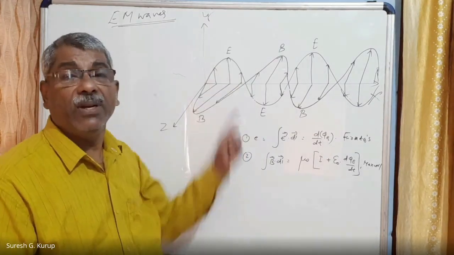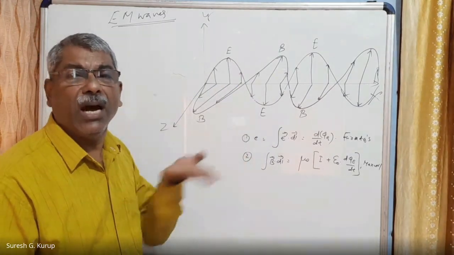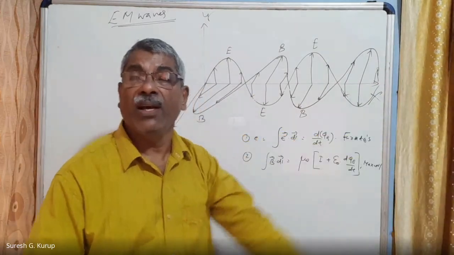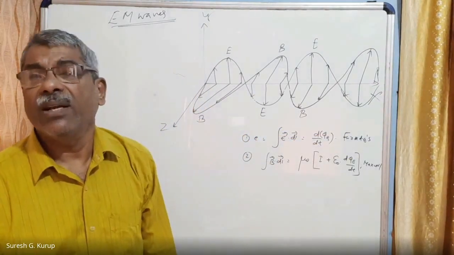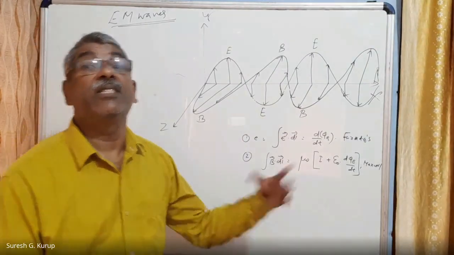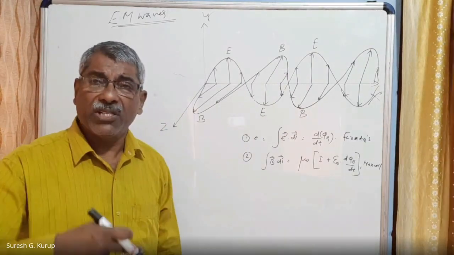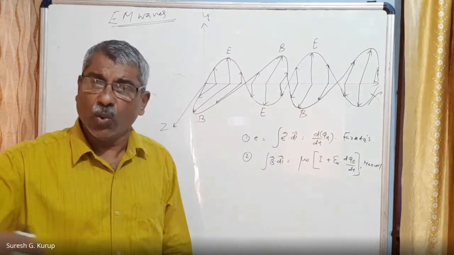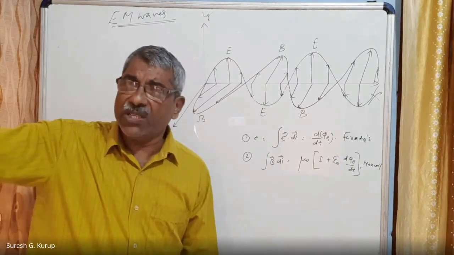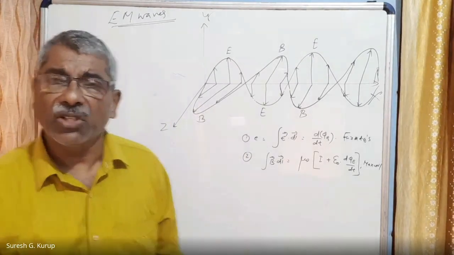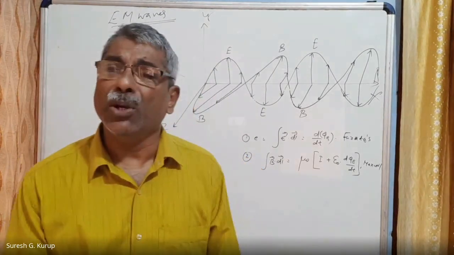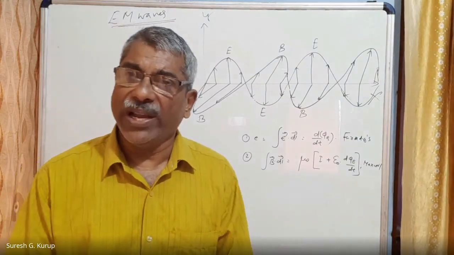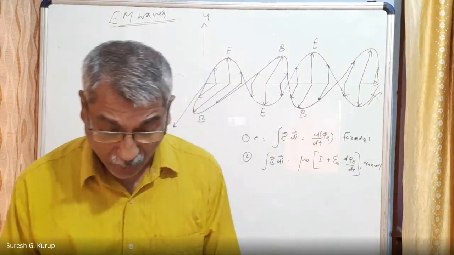Electric field is in the Z direction and the other is in the Y direction, and the wave is traveling in the X-axis direction, right? One variation is in the XZ plane, and the other is in the XY plane, and the wave is traveling in the X-axis direction. The X-axis direction is perpendicular to XZ and also XY. That is why this wave is called a transverse wave, right?